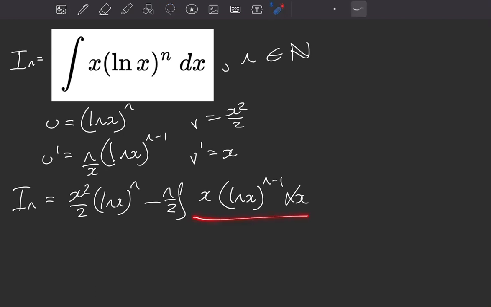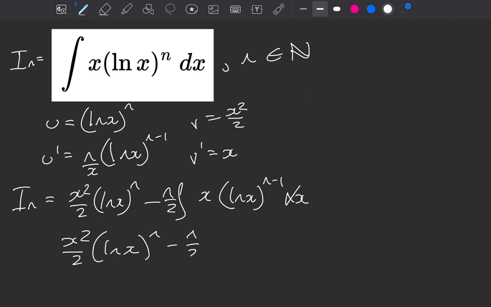This integral is exactly the same as the one we were given, the only difference is we've got n minus 1 instead of n. So we can rewrite that, if I just rewrite the first bit first, as I n minus 1. So now we're able to replace this thing with exactly what we've just written, but everywhere we see an n, we write an n minus 1.